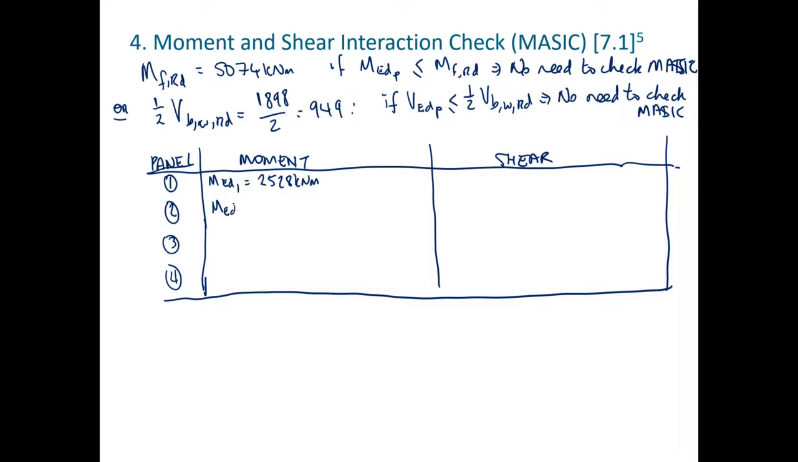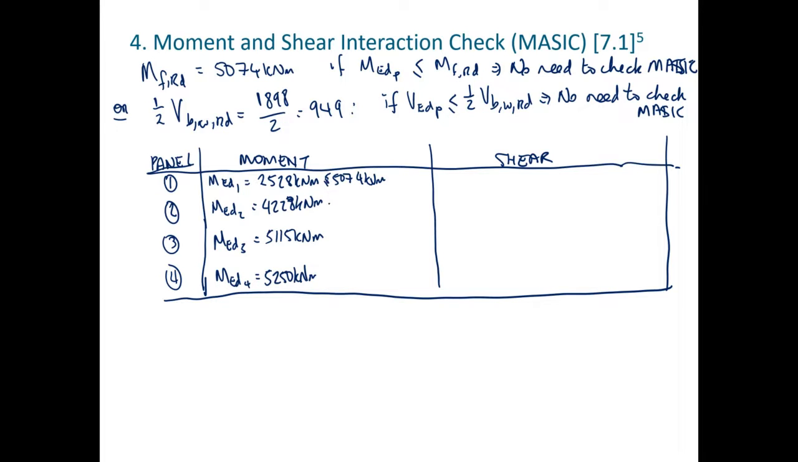meters. The moment demand for panel 2 was equal to 4228 kilonewton meters. The moment demand for panel 3 was equal to 5,115 kilonewton meters, and the moment demand for the panel in the middle was equal to 5250 kilonewton meters. Okay, so we check those to see if they're less than or equal to MFRD, which is 5,074 kilonewton meters, and that one is.